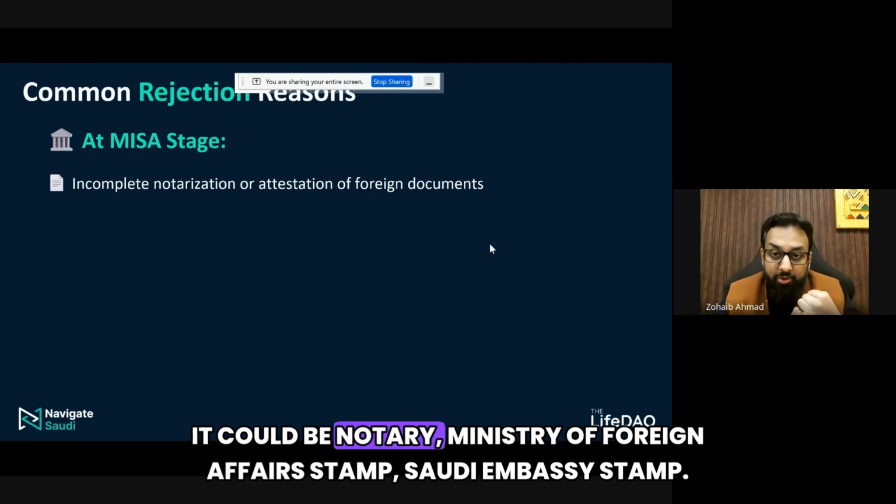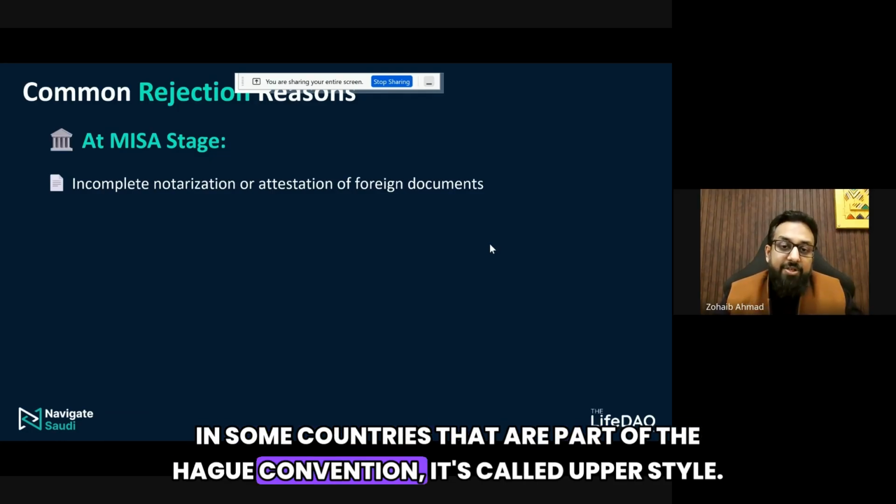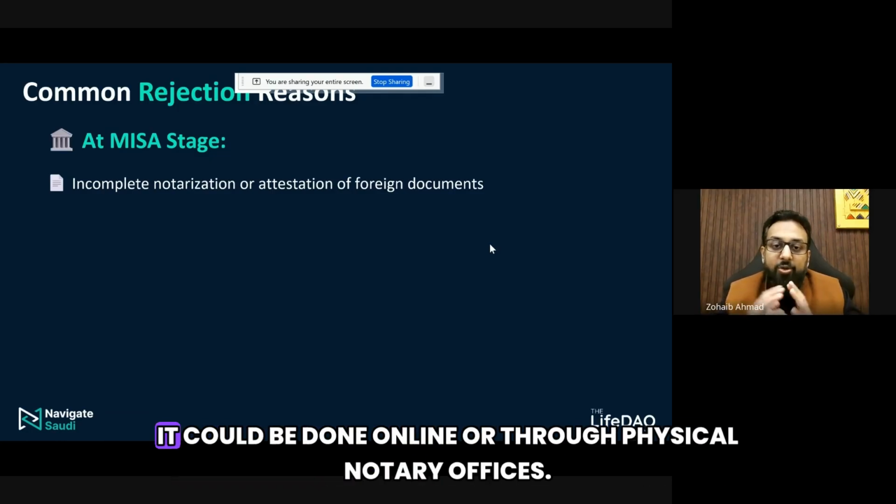And what are the right attestations? It could be notary, Ministry of Foreign Affairs stamp, Saudi Embassy stamp. In some countries that are part of the Hague Convention, it's called apostille. It could be done online or through physical notary offices.